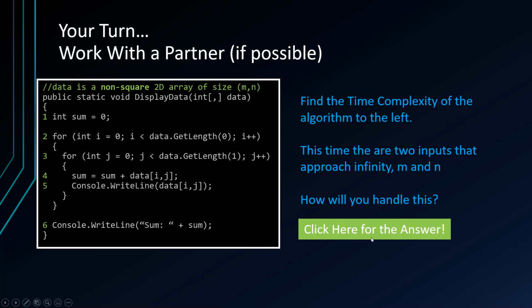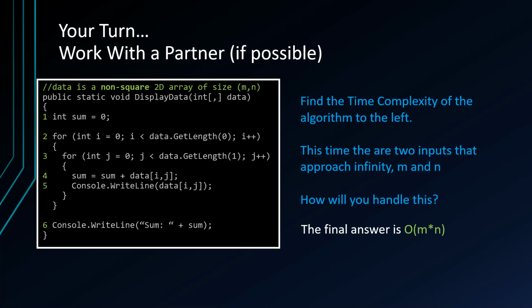So we click on this, and we end up with an algorithm that is not big O of n squared. Why? Because the data set this time is non-square. We have m by n, so m rows, n columns. The first loop is going to loop m times, and the second loop is going to loop n times. So the work in between is not n squared, it's m times n, which means when we're all said and done, we end up with big O of m times n.